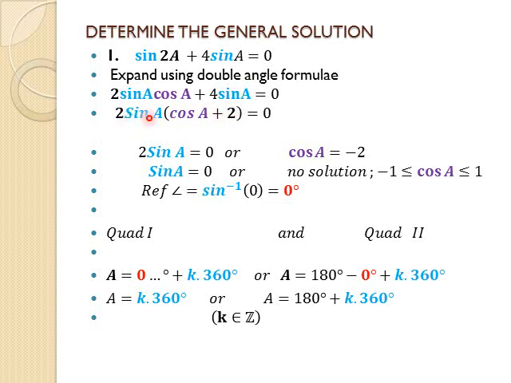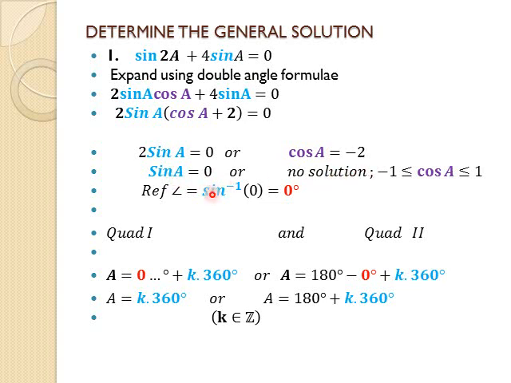So now I can say 2 sine A equals 0 if I apply the zero factor law, or cos A plus 2 equals 0, and if I take 2 over, cos A equals negative 2. Again, take note, according to this statement, for this ratio cos A, it has a coefficient of 1, meaning this graph can only go to 1 and negative 1 in its range. Therefore, we can't get the value of negative 2, so there is no solution.